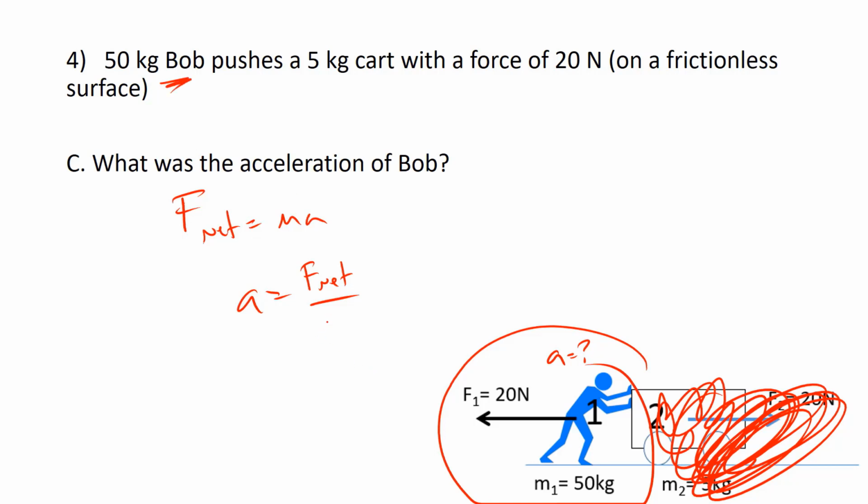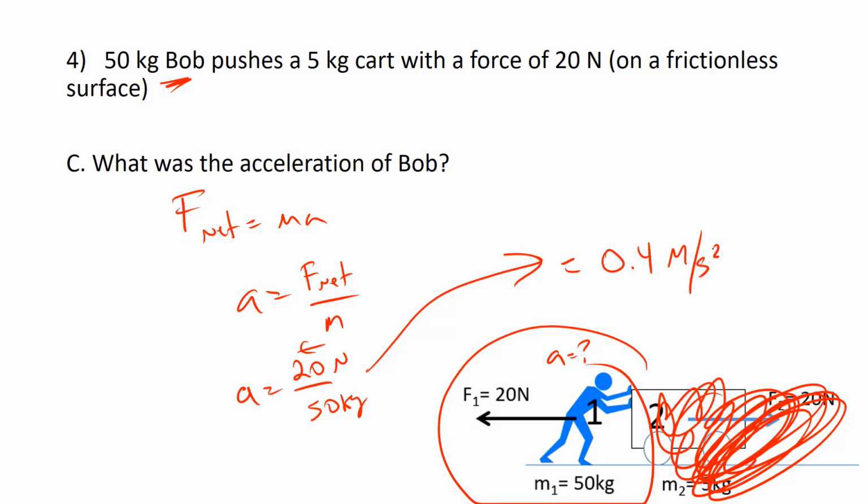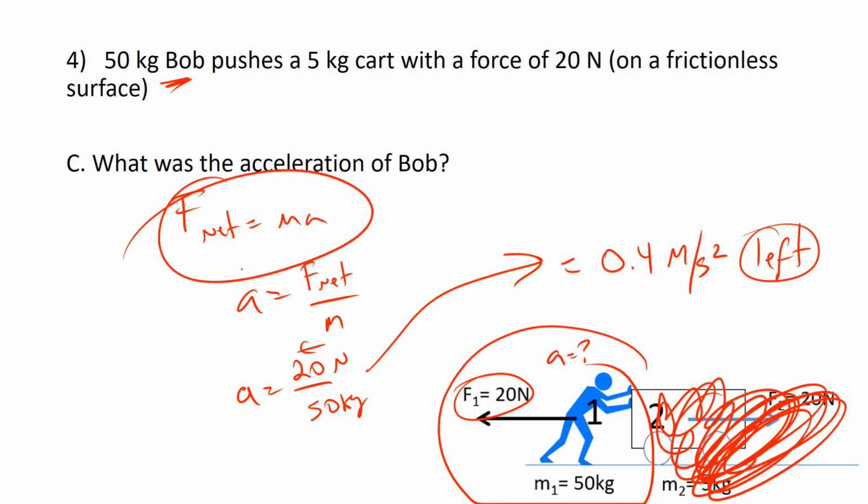So you have a net force on Bob of 20 newtons to the left, and a mass of Bob of 50 kilograms. When you solve, you get 20 divided by 50, which is 0.4 meters per second squared to the left. Net force is in the same direction as the acceleration. In this case, we're just concerned with Bob. That's why it's Newton's second law and not Newton's third law, which is that m a1 equals m a2, but in the opposite direction.